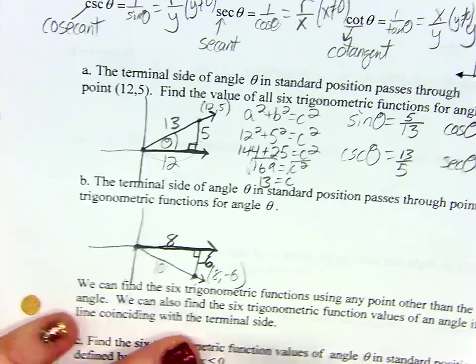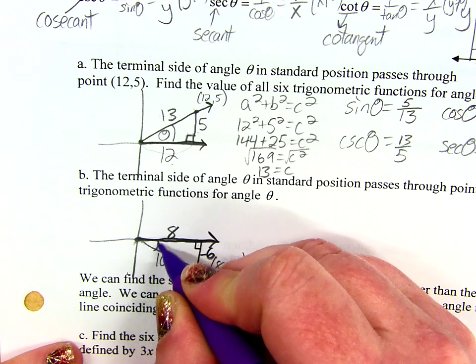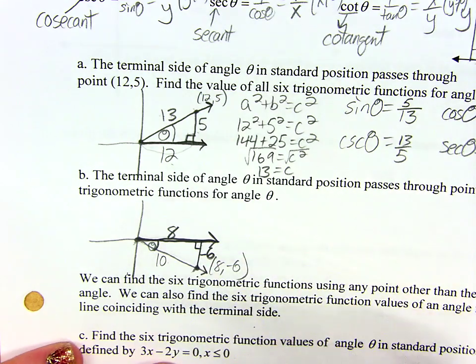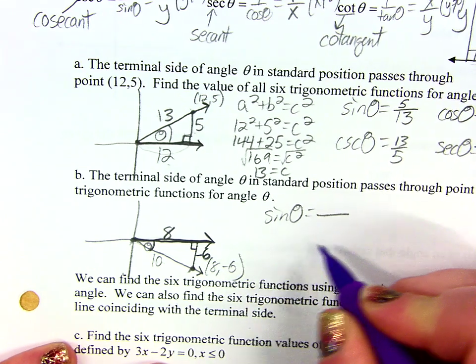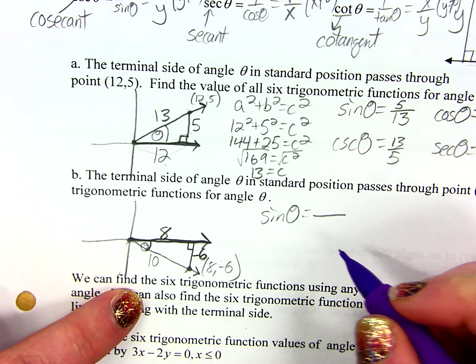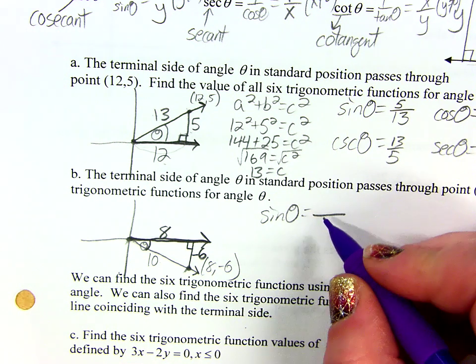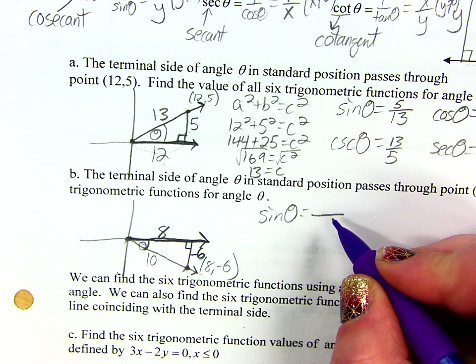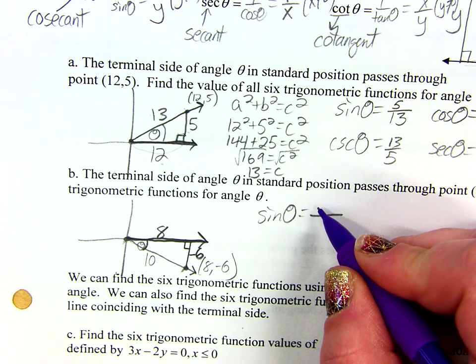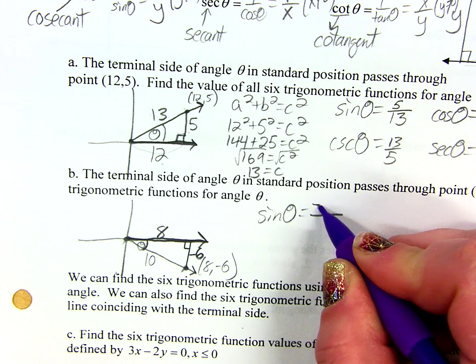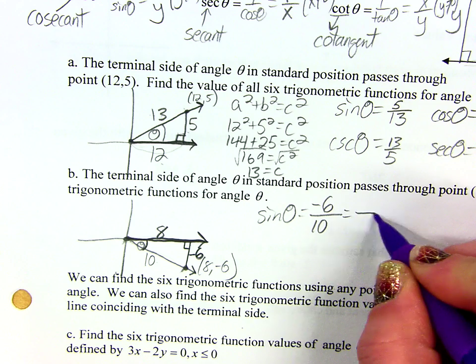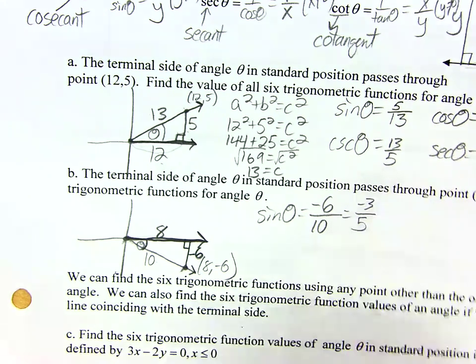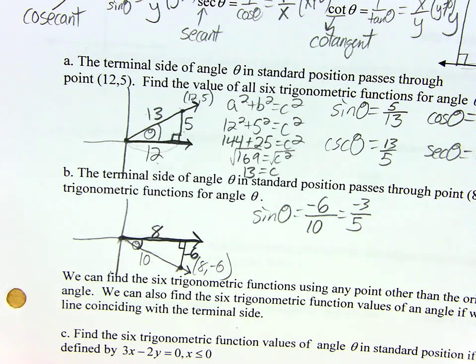All right, so let's talk about this. So here's my angle. There's theta right in there. And I want my 6 functions again. So sine is going to be y over r. So what's that? -6 over 10. Now, I can reduce that, so I should. All right, there's sine.